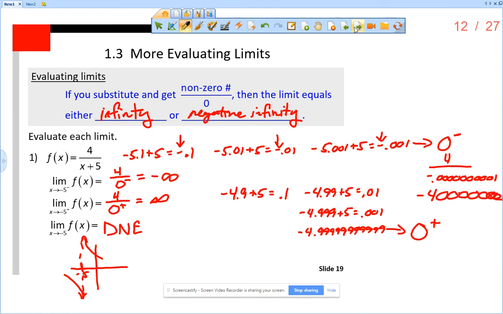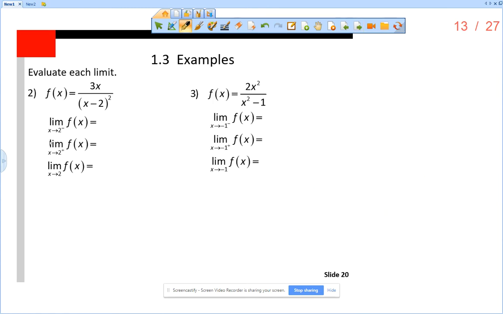All right, so let's examine. The first one: f of x equals 3x over x minus 2 squared. Now, the limit as x approaches 2 from the left. If I plug in a number to the left of 2, like 1.9, 1.99, 1.999, 3 times those numbers is approaching 6. 3 times 2 is 6, so 3 times 1.999999 is still approaching 6.